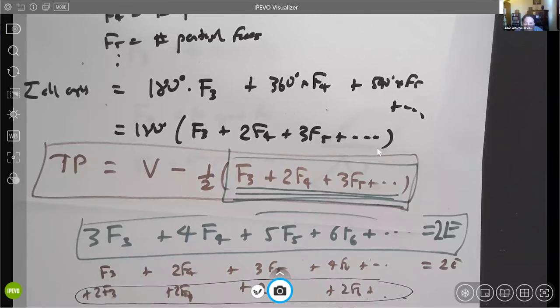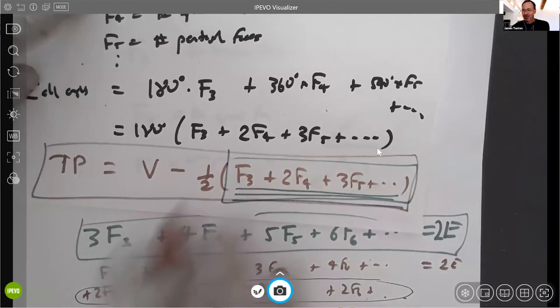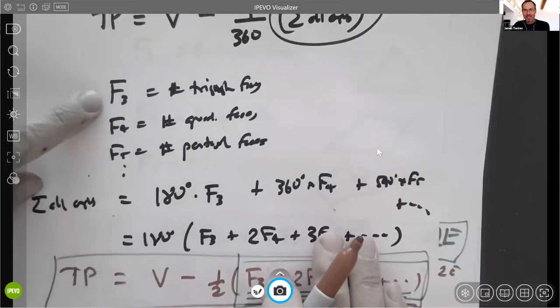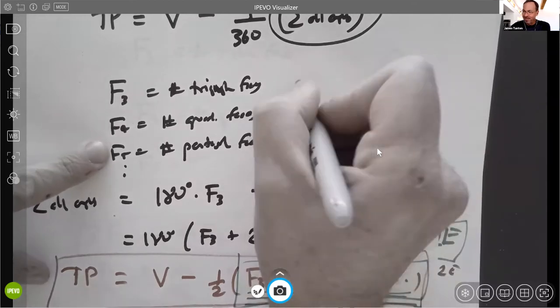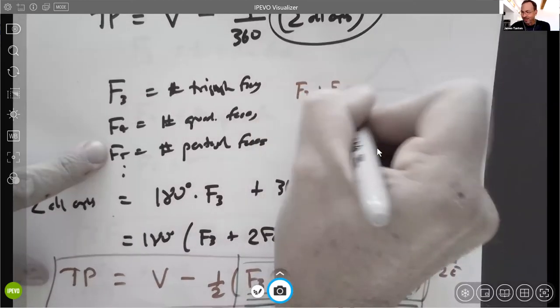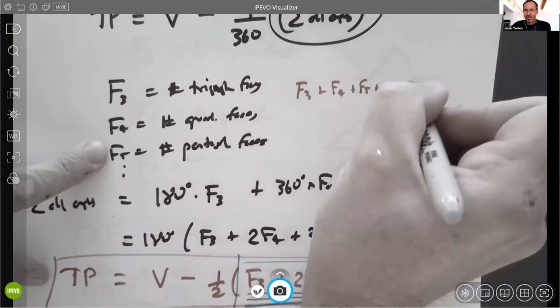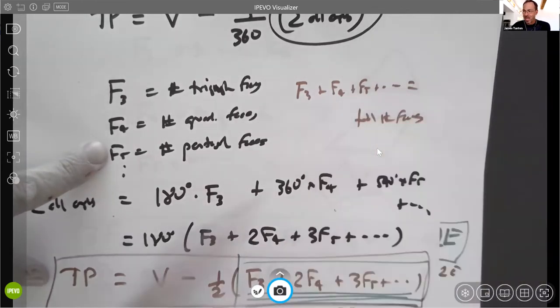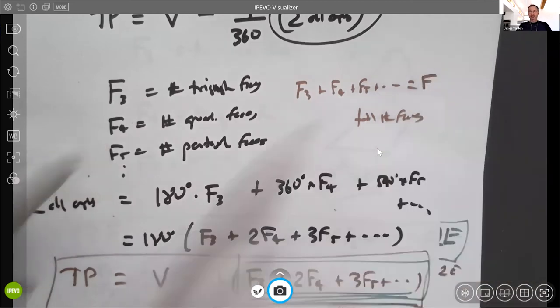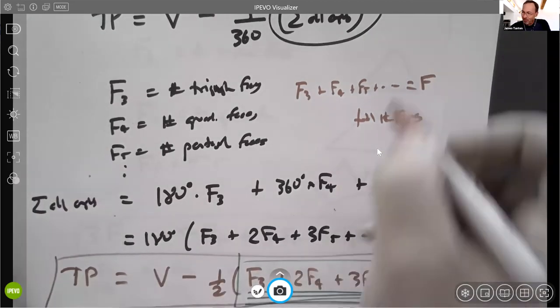It's twice the number of faces. Oh my goodness. Yes. Remember, F3 was the number of triangular faces. F4 was the number of quad faces. F5 is the number of pentagonal faces. So if I just add these numbers together, that must be the total number of faces. I might just call that F, just like the article did. That's the total number of faces.